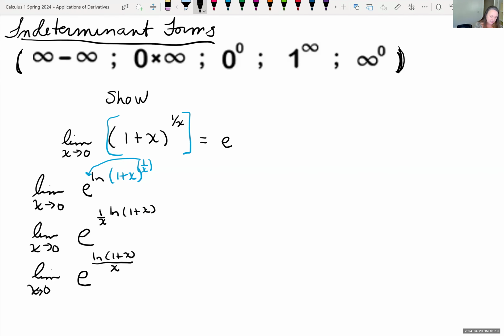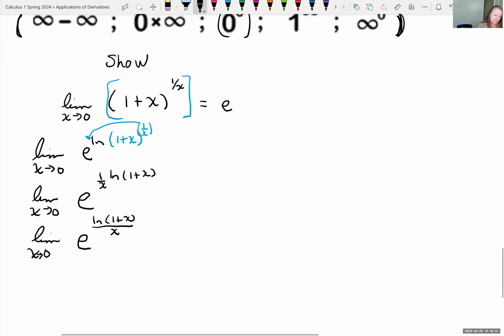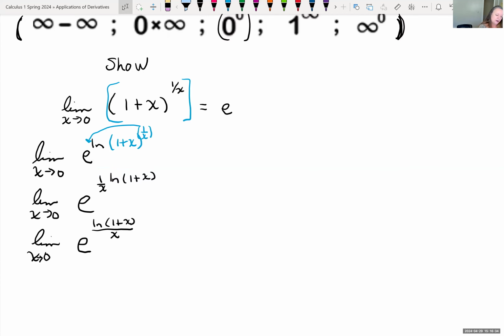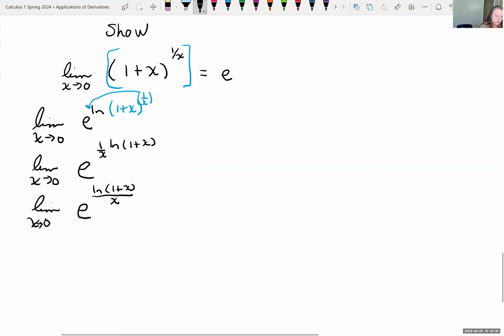And so as x is going to 0, we get 0 over 0 in our exponent. And so again, that's an indeterminate form. And we want to go back and manipulate this. Actually, that was not 0 to the 0, that's 0 over 0. So we can use rules of limits where we can take the limit as x is approaching 0 of our natural log of 1 plus x all over x.